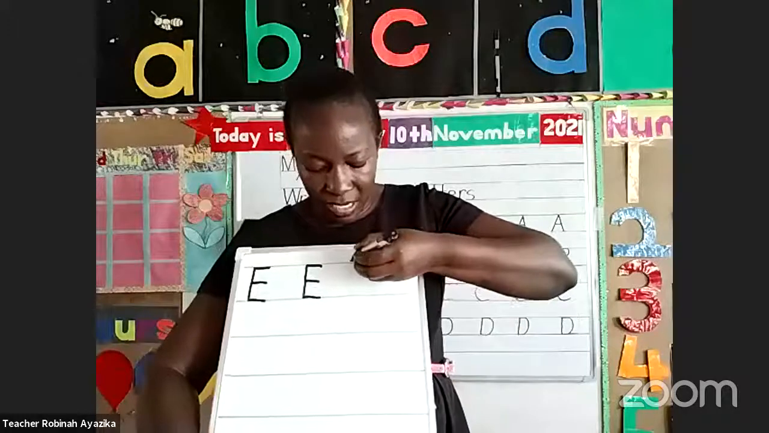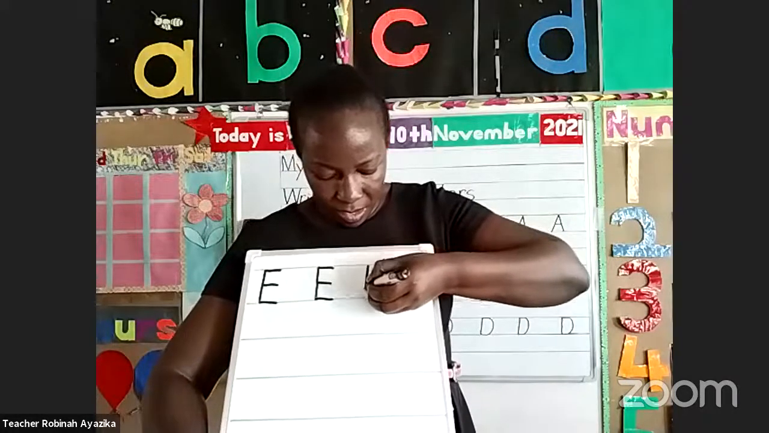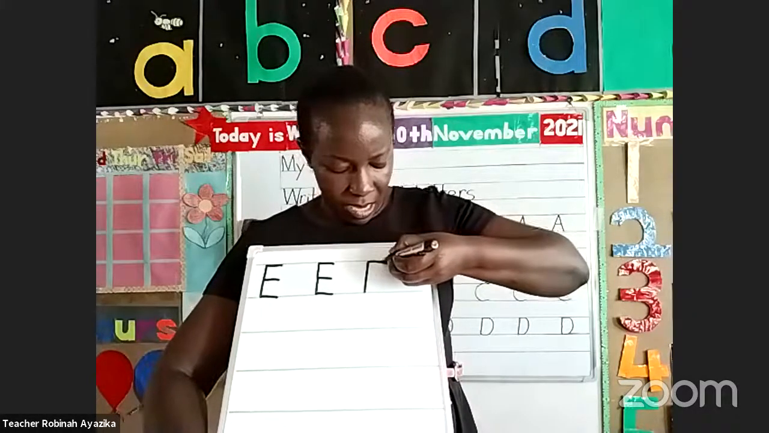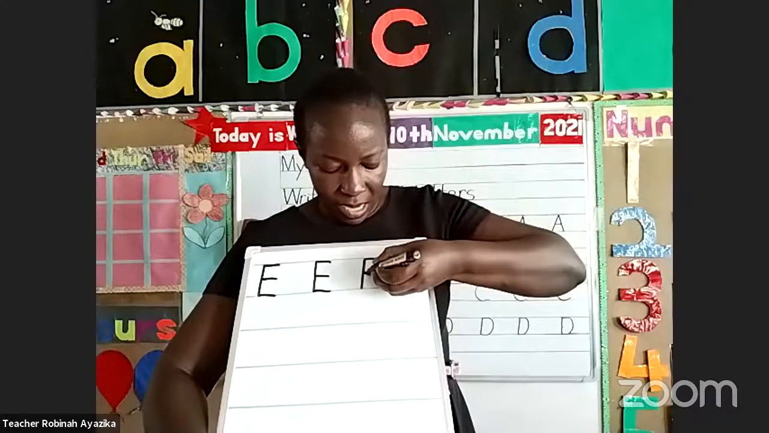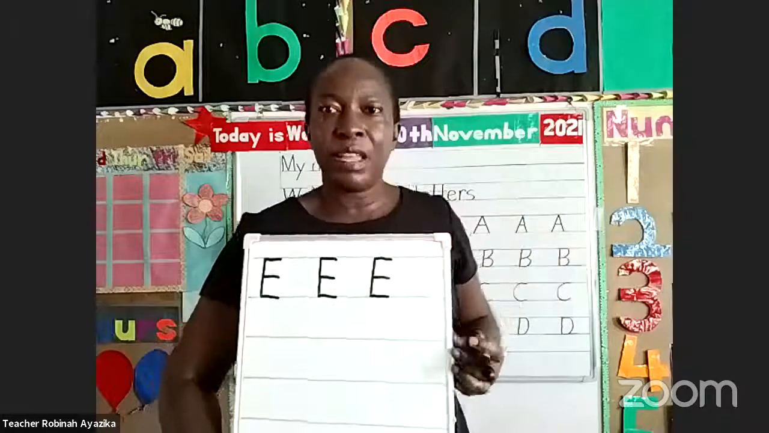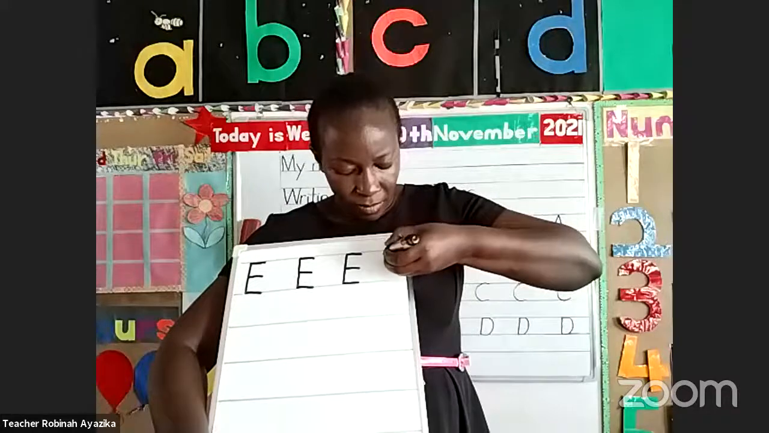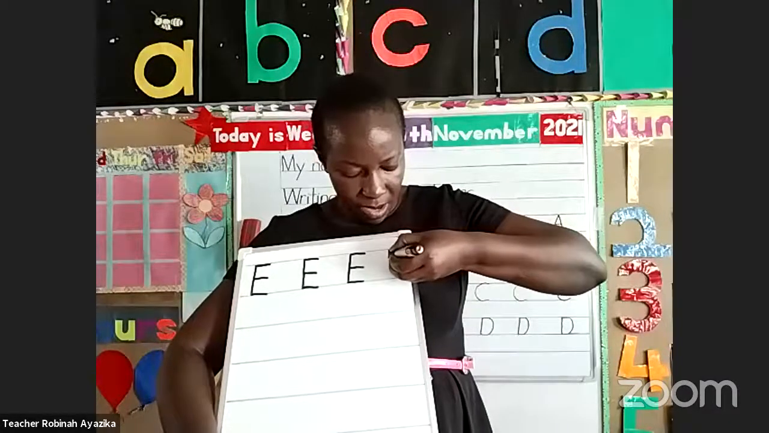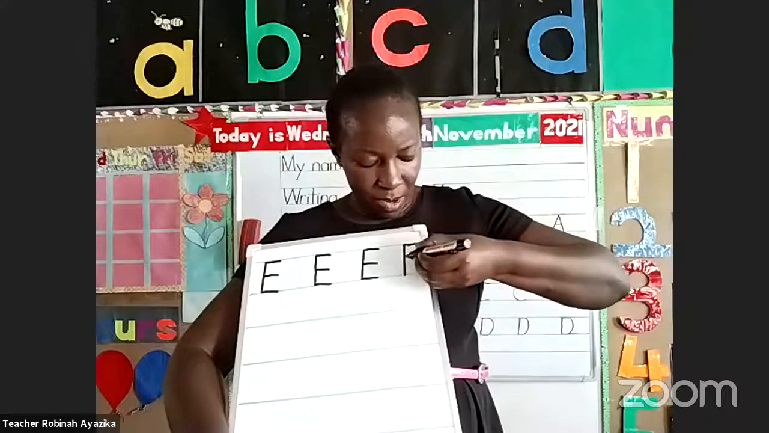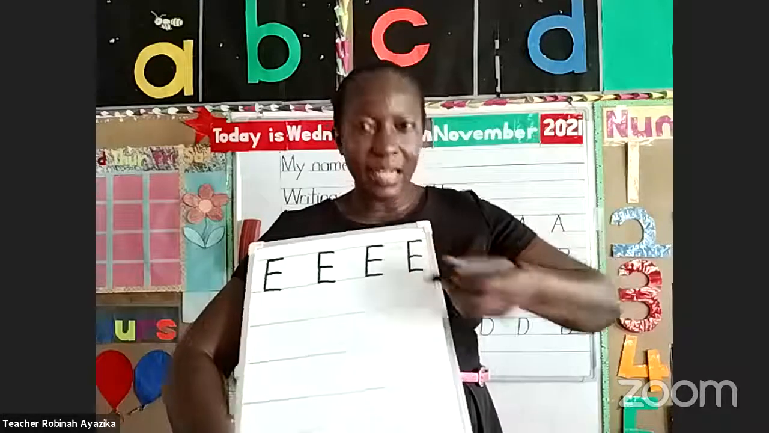Let us continue writing. Standing line from up, down, a sleeping line up, a sleeping line in the middle, a sleeping line down. Capital letter E. Standing line from up, down, sleeping line up, sleeping line in the middle, and a sleeping line down.